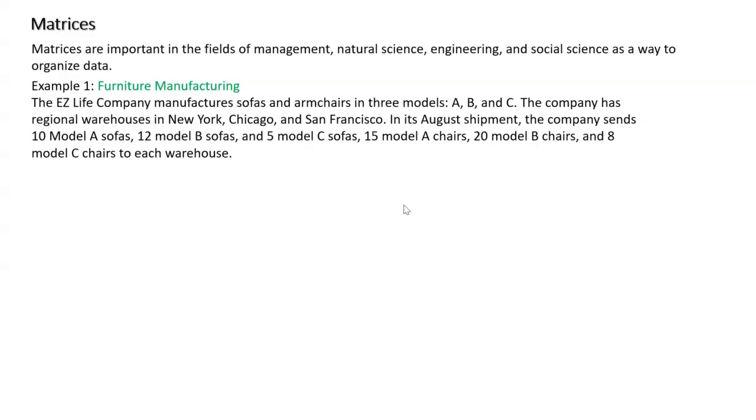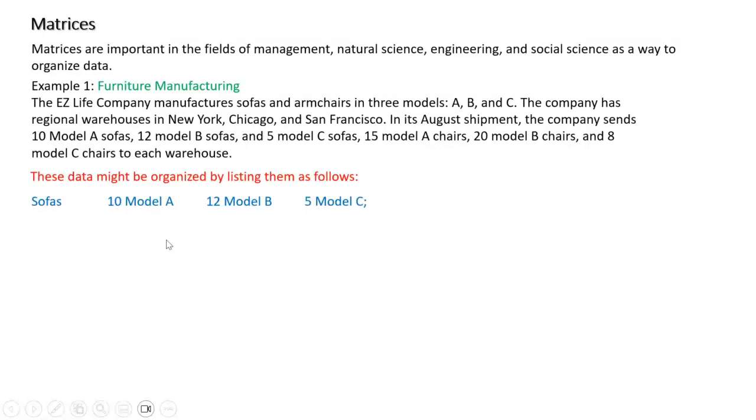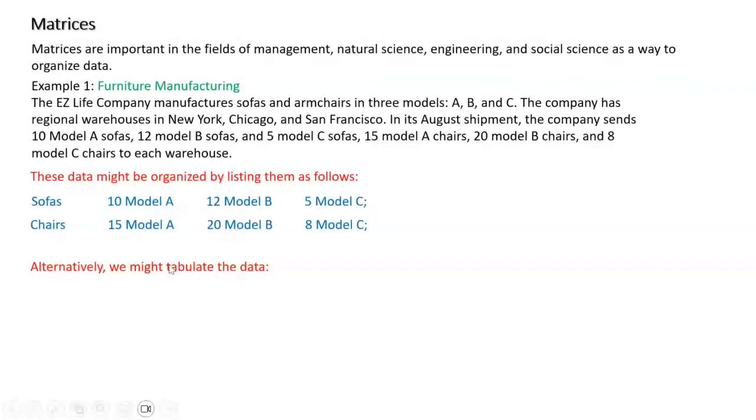In its August shipment, the company sends 10 Model A sofas, 12 Model B sofas, and 5 Model C sofas, and 15 Model A chairs, 20 Model B chairs, and 8 Model C chairs to each warehouse. So this data might be organized by listing them as follows. These are the sofas: we have 10 Model A's, 12 Model B's, and 5 Model C's. And the chairs are 15 Model A's, 20 Model B's, and 8 Model C's. It can be done in this form or in a tabulated form, with the models A, B, and C, and the furniture, sofas and chairs.